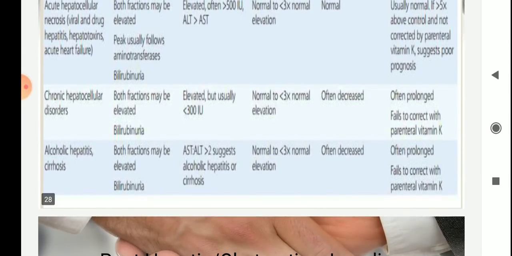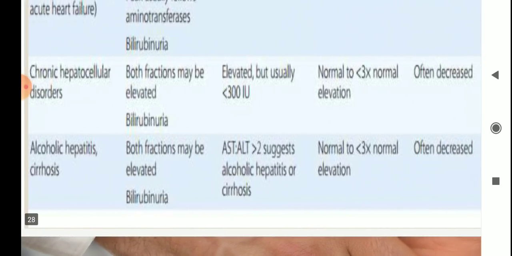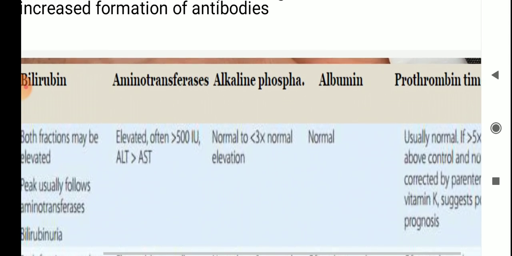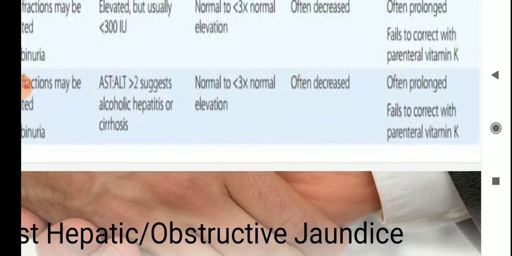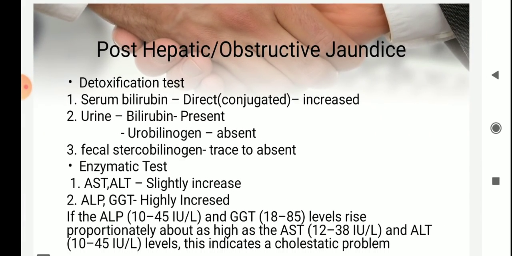So such tables are very much essential. See that in alcoholic hepatitis and cirrhosis, the levels of ALT and AST are greater than 2. So this particular one is alkaline phosphatase, and then the albumin levels. So, coming to post-hepatic or the obstructive jaundice.